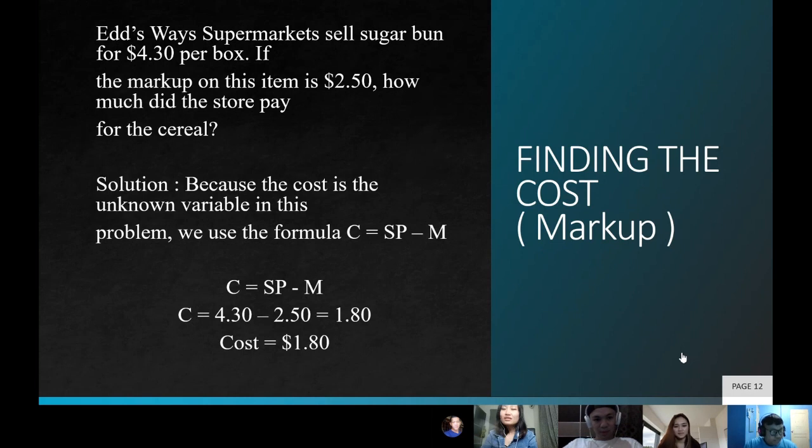The slide here shows how to find the cost. The sample question here is: Edgeway Supermarkets sells a sugar bun cereal for $4.30 per box. If the markup on this item is $2.50, how much did the store pay for the cereal? The question asks about the cost for the cereal, and the formula we use to find the cost is cost equals selling price minus markup, and then we get the amount of the cost.